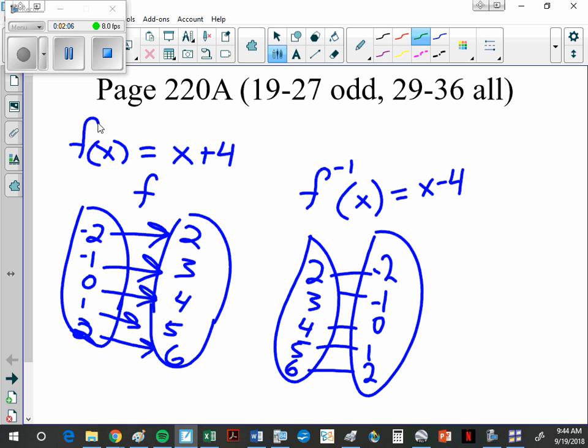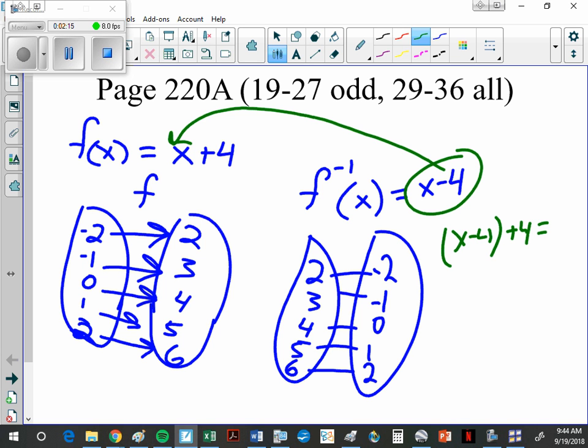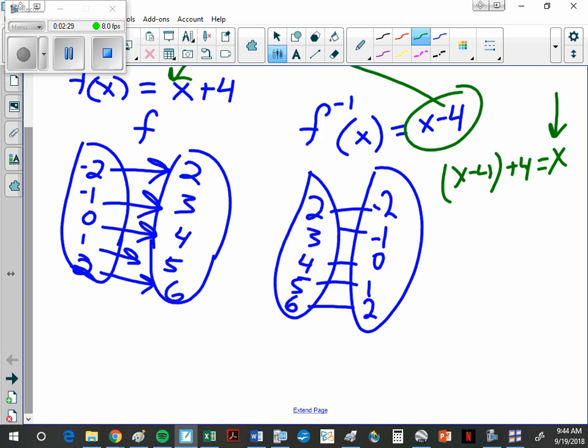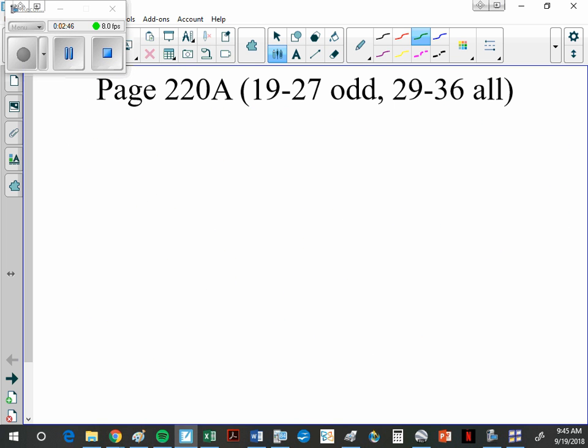So what you do is you plug this in here, and I get x minus 4 plus 4. What does that equal? x. Are those inverses? Yes, because when I combined them, I ended up with the function y equals x, which doesn't do anything. All right, graphically, what does that look like? Wait a minute. Is it x minus 4? Yeah, it is.